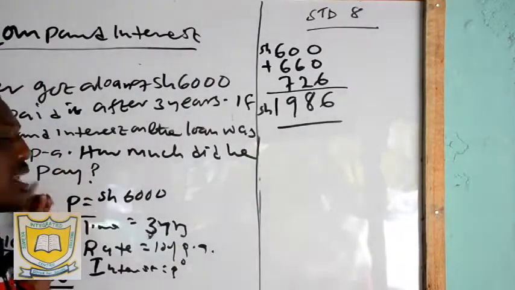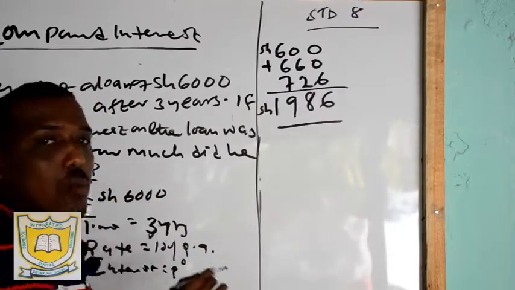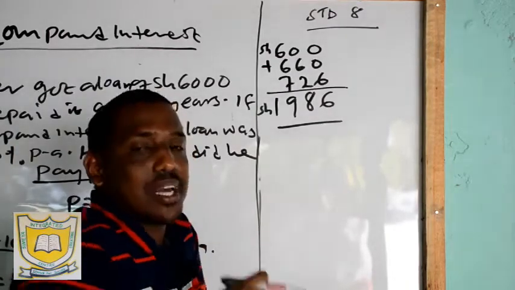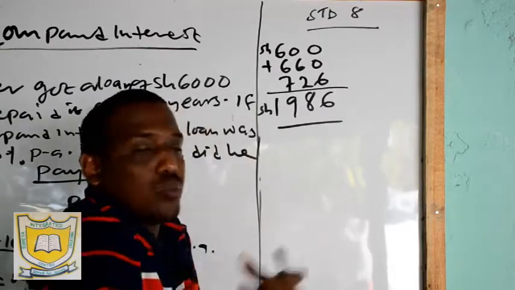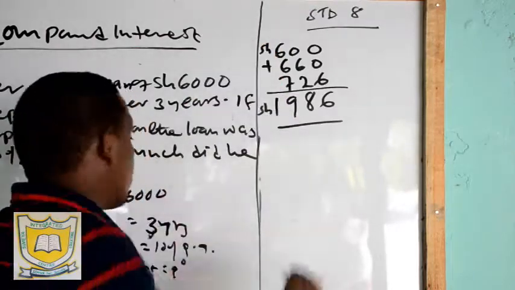But now the question is asking how much did he pay? I say that is the amount. How much did he pay back? The amount he paid. So what do you do now? This is the compound interest plus the principal, you add.